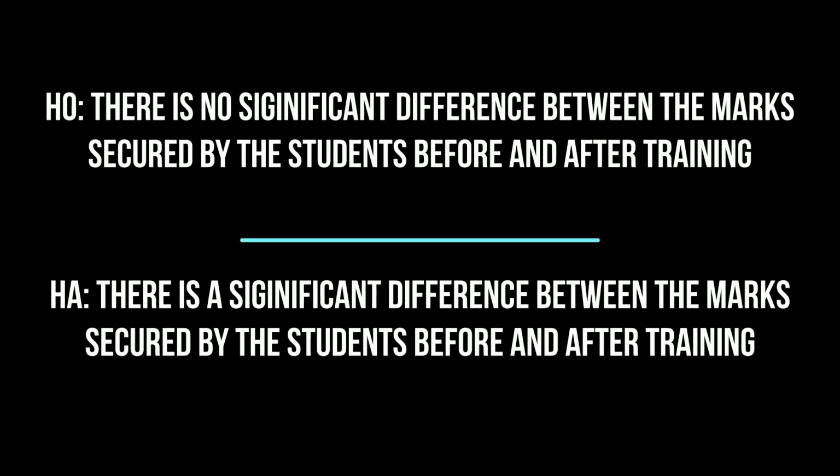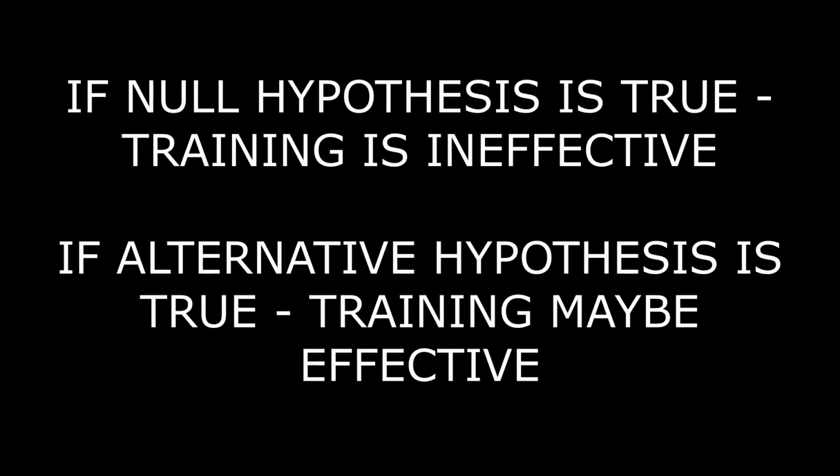Therefore, we have to formulate a null hypothesis H0 that there is no significant difference between the scores secured by the students before and after training. The alternative hypothesis will be there is a significant difference between the scores secured by the students before and after training. If the null hypothesis is true, then the training is ineffective. That is, there is no significant difference between the scores before and after training. On the other hand, if the alternative hypothesis is true, the training may be effective.